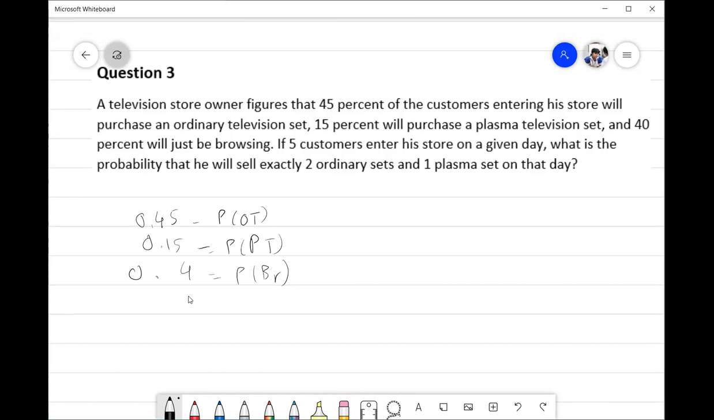Okay. So I know the probabilities for someone buying an ordinary television set, a plasma television set, and just browsing. What they're saying, if n is 5, say if 5 customers enter the store, what is the probability that he will sell exactly 2 ordinary sets and 1 plasma set? So by default, that also means that the number of people that are browsing, that's also what, 2? Yeah, 2.